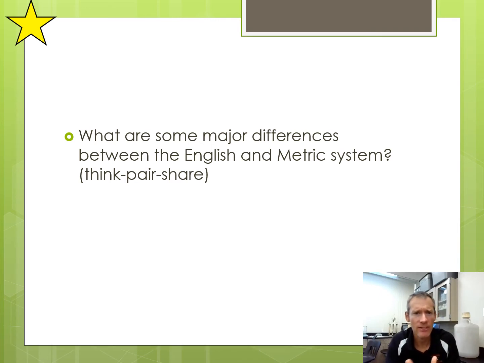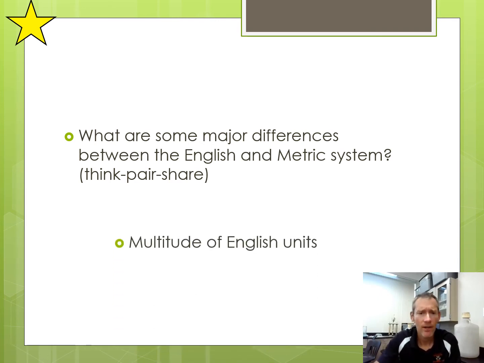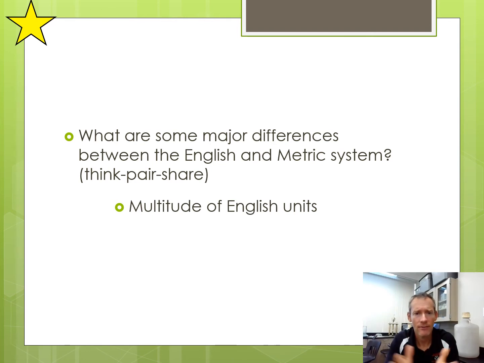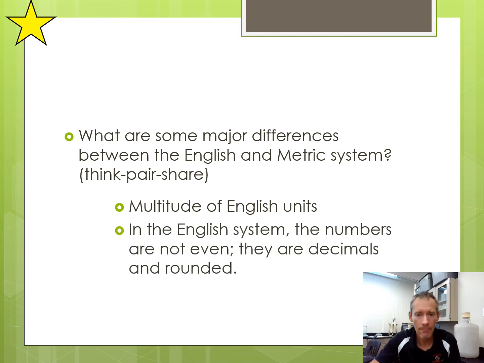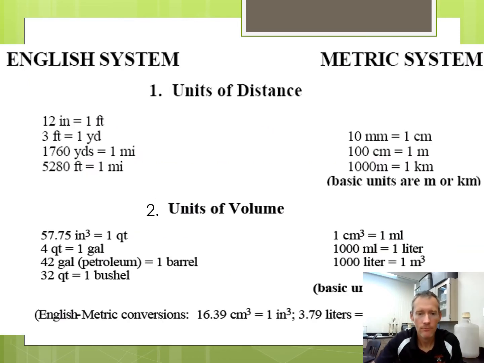So what are some major differences between the English and metric systems? Very, very important: the English system has a multitude of units. There are hundreds of different units in the English system, and they're not even. In the metric system they're by tens, while in the English system the numbers are varying, so it's not exactly equal. So you can see here, 12 inches is a foot, 3 feet is a yard, 1,760 yards is a mile.